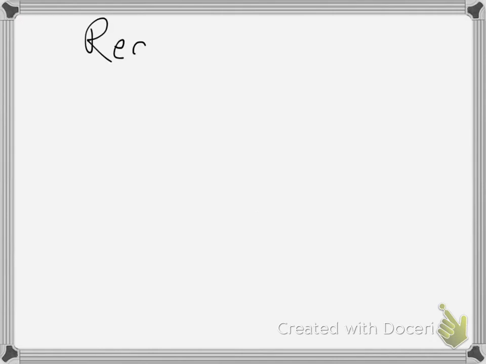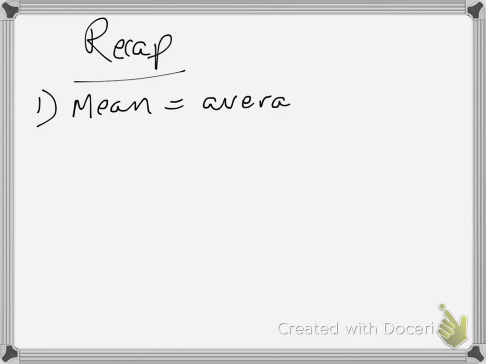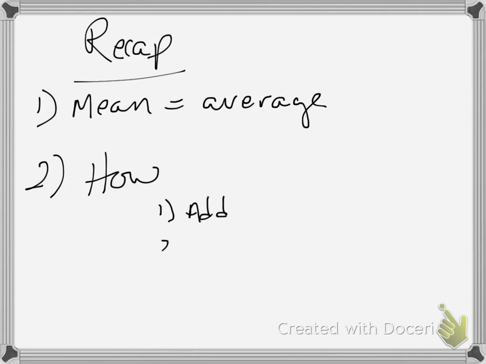Alright. That's it. Let's do a quick little recap. So, number 1, mean is the same thing as an average. And it's one way of looking at sort of what's in the center of a data set. How do we do it? Well, first, we're going to add all the numbers up. And 2, we're going to divide by the number of items that are in the data set. And that will give you the mean, or the average. That's it.